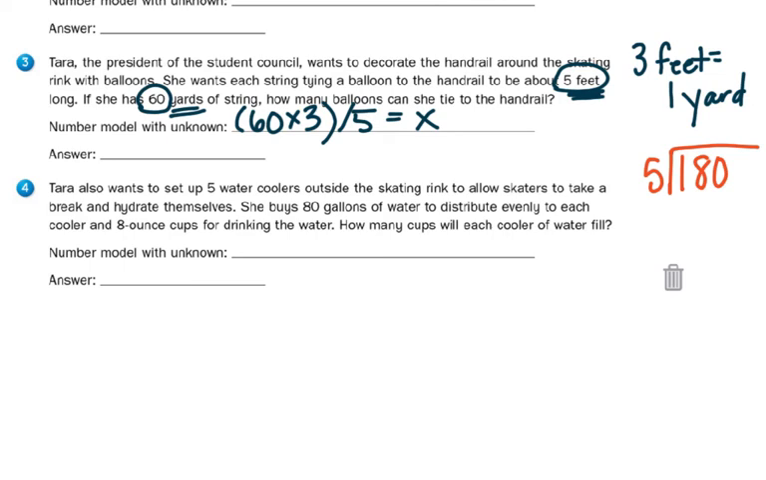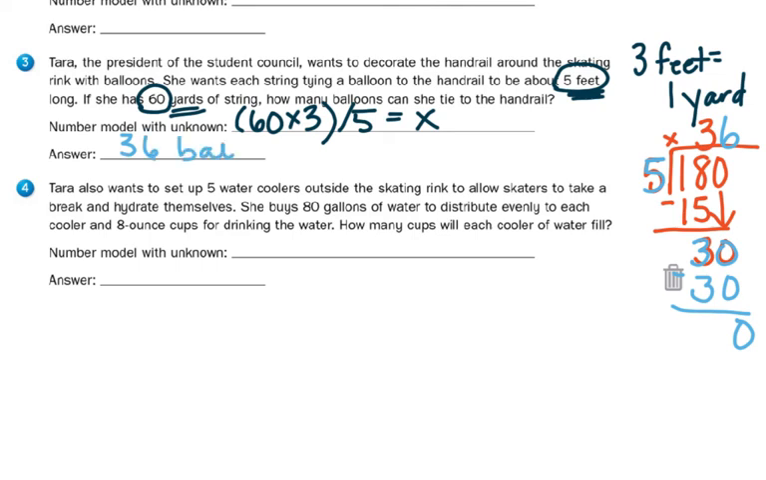Make sure you're writing this somewhere in your math journal page. How many 5s are there in 18? There are 3. 5 times 3 is 15. Go ahead and subtract. 3 is smaller than 5, so I can bring down my 0. How many 5s are there in 30? There are 6, and 6 times 5 is 30. So she can tie 36 balloons.